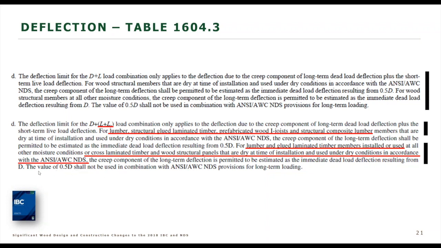And then for using this value of 0.5, you don't use this when we're looking at the deflection criteria in the NDS for long-term loading. So these are separate, different things. When we're looking at the IBC, we use this criteria for estimating that creep component.